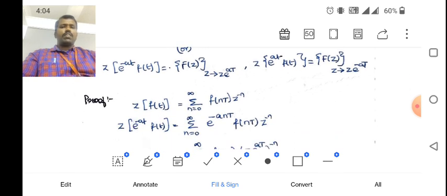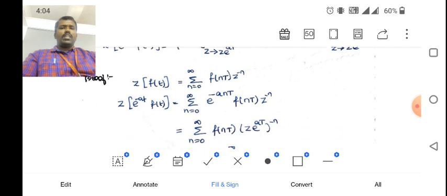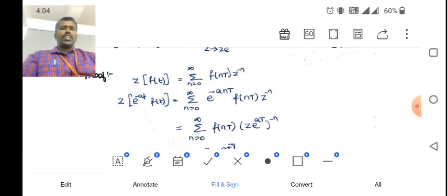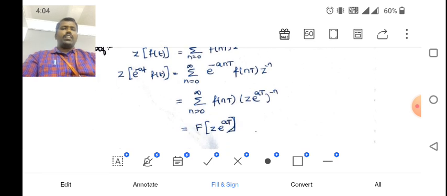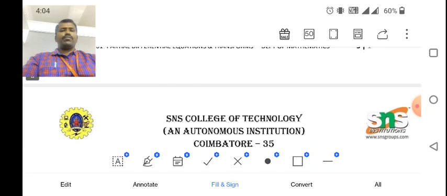Z of f(t) equals summation n equal to 0 to infinity f(nt) z power minus n. Z of e power minus at f(t) equals summation n equal to 0 to infinity e power minus a nt f(nt) z power minus n, which is f(nt) into z e power at whole power minus n. That gives F(z e power at). This one is F(z e power at).